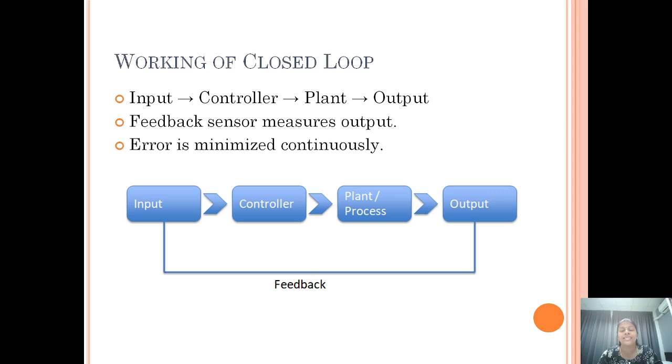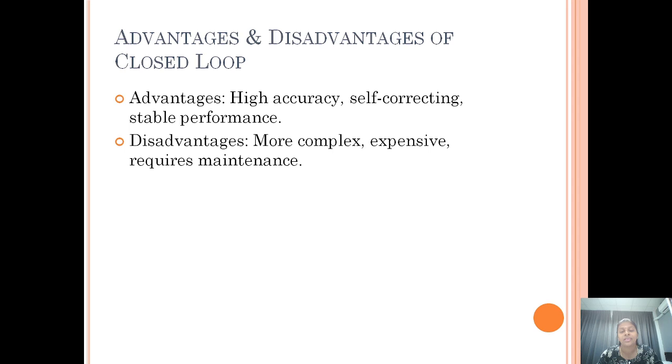So now let's examine the benefits and challenges of feedback control. It provides high accuracy, automatic error correction, and stable performance even under varying conditions. However, closed loop systems are more complex, expensive, consume more power, and require regular maintenance compared to open loop systems.